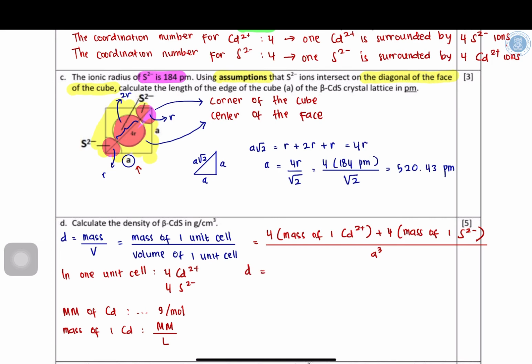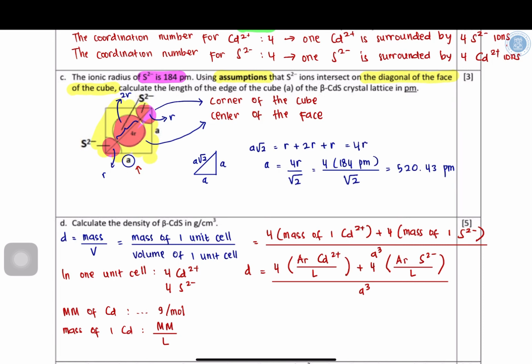By that approach, now we can calculate the density. So density should be 4, and then the mass of 1 Cd2+, which we calculated from the molar mass of Cd2+ divided by the Avogadro number, and then the mass of 1 S2- is the molar mass of S2- divided by the Avogadro number, and then the total mass of one unit cell divided by the volume of the cube of one unit cell, which is a to the power of 3.